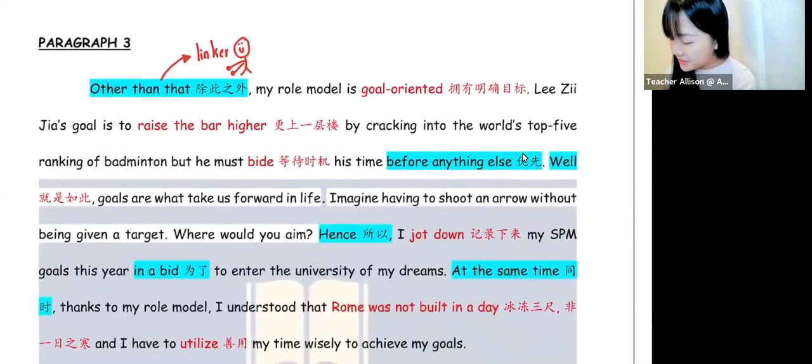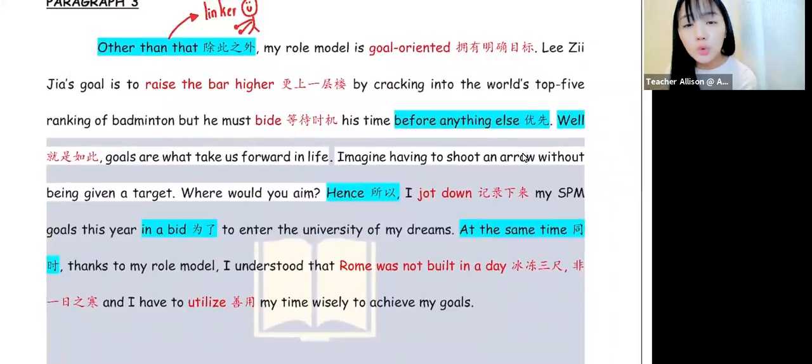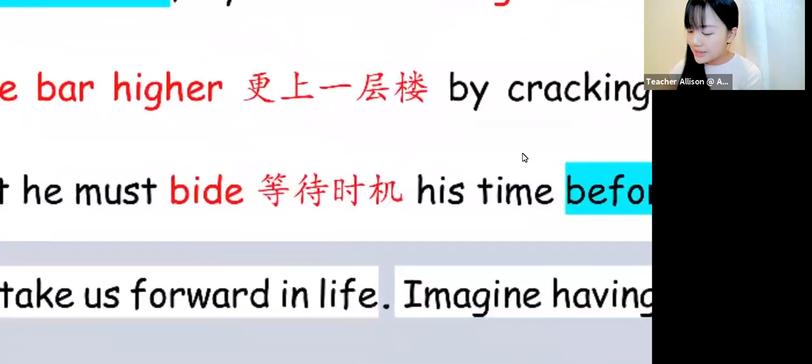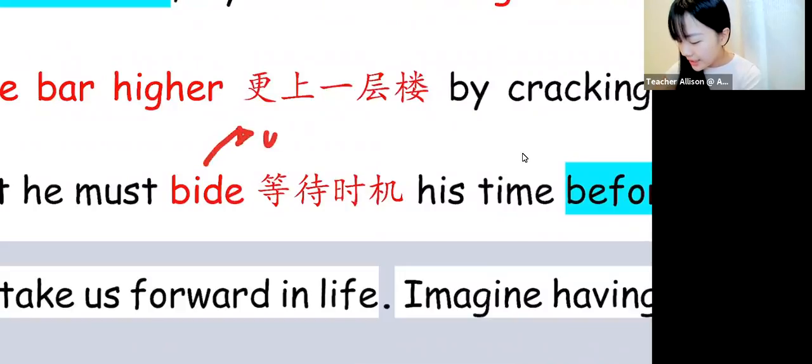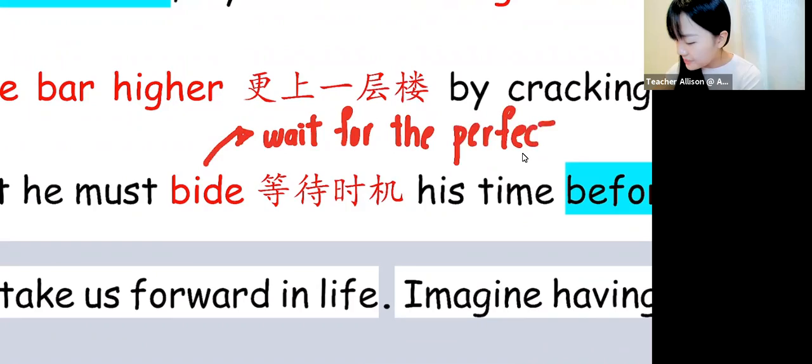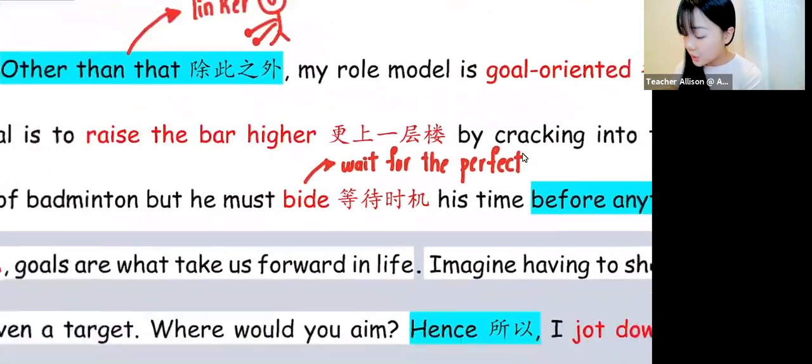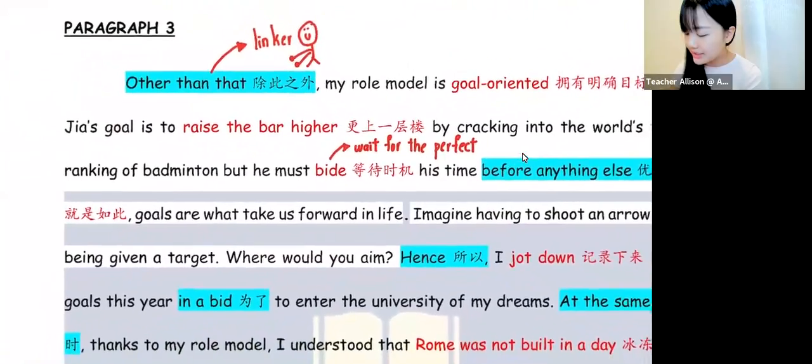Other than that, my role model is goal-oriented. His goal, so we talk about goals right now, is to raise the bar higher. He wants to challenge himself by cracking into the world's top 5 ranking of badminton, but he must bide his time before anything else. So basically, the meaning of bide your time is he must wait for the perfect opportunity. He has to wait, my dear children, for the perfect opportunity to do something good. He has to wait before he achieves something amazing. So in other terms, this one also has to be related to time.